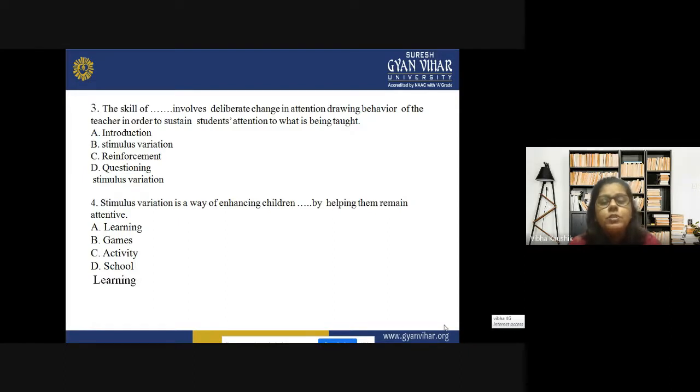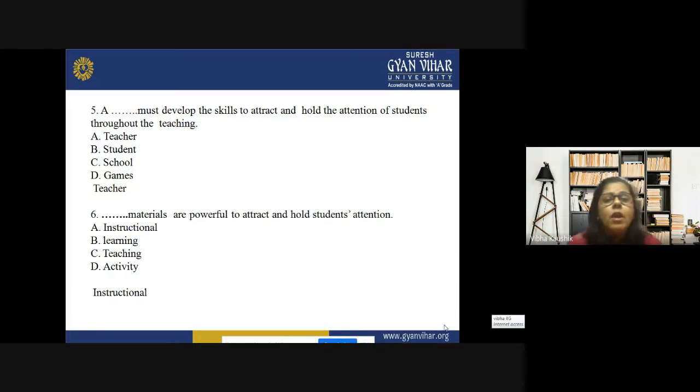Stimulus variation is a way of enhancing children's dash by helping them remain attentive. A. Learning, B. Games, C. Activity, or D. School. The correct answer is option A, that is learning. A dash must develop the skill to attract and hold the attention of students throughout the teaching. A. Teacher, B. Student, C. School, or D. Game. The correct answer is option A, that is teacher.